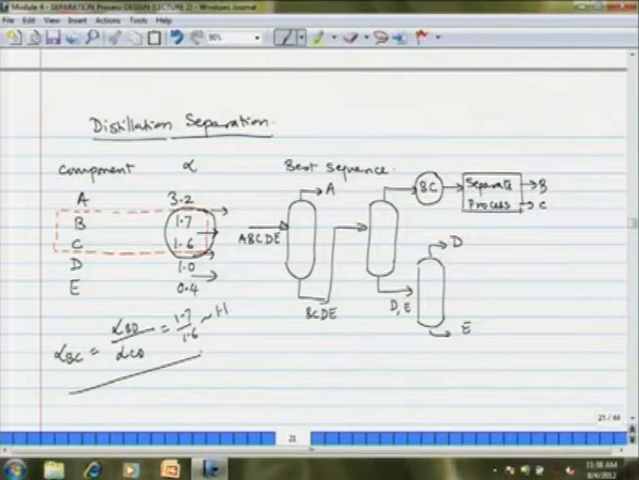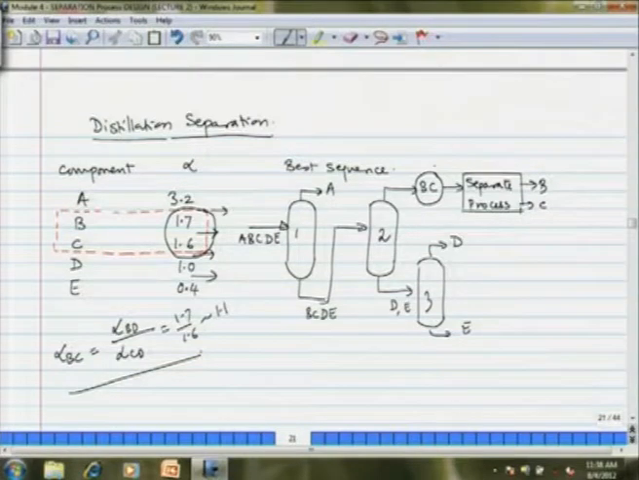As I said, when components have very close boiling points or alpha very close to 1, treat those 2 components or 3 components, whatever, as a single entity. So, we take off B and C together at the top of column 2, and then the remaining 2 components, D and E, flow to the third column, and then they are split as individual components D and E.